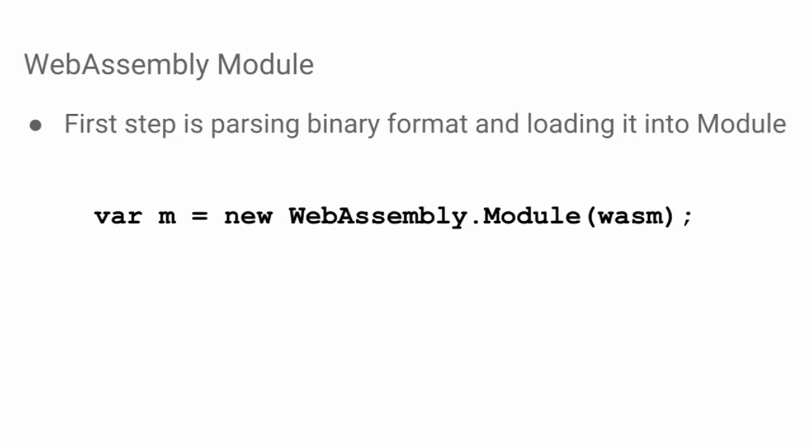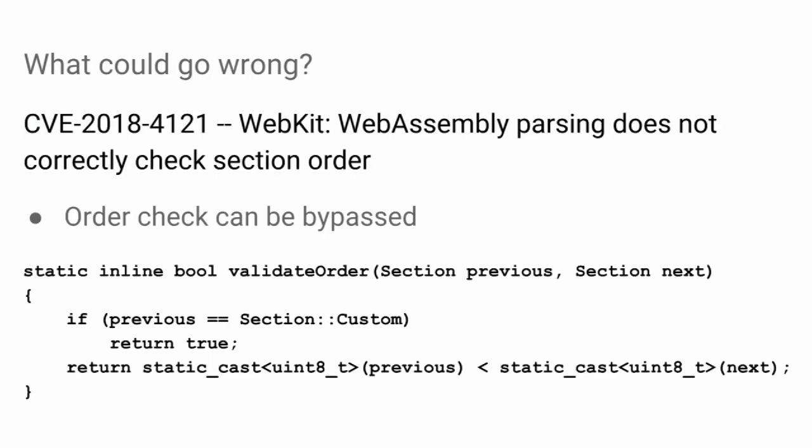And then you create what's called a WebAssembly module. This is the thing that parses your binary and loads it into memory. And at this point, there already started to be a few bugs. So this is a vulnerability I found in WebKit, and this is an ordering problem.